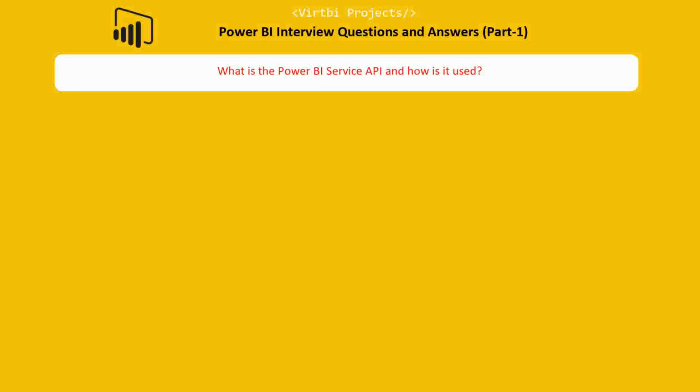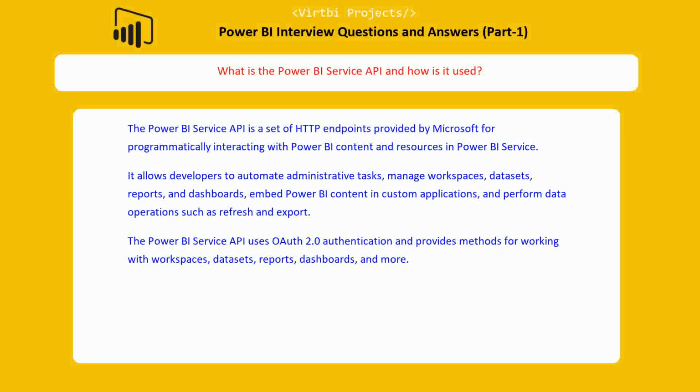What is the Power BI Service API and how is it used? The Power BI Service API is a set of HTTP endpoints provided by Microsoft for programmatically interacting with Power BI content and resources in Power BI Service. It allows developers to automate administrative tasks, manage workspaces, datasets, reports, and dashboards, embed Power BI content in custom applications, and perform data operations such as refresh and export. The Power BI Service API uses OAuth 2.0 authentication and provides methods for working with workspaces, datasets, reports, dashboards, and more.